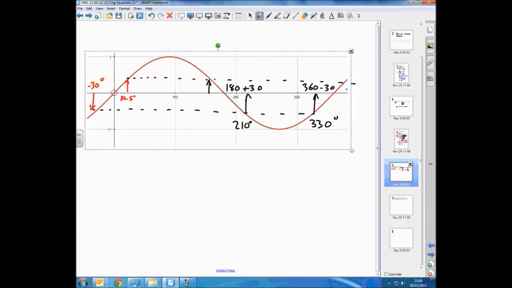And 14.5, this distance here, 14.5, then we need to go back 14.5 in this way. So 180 minus 14.5 is 165.5. So we've got 1, 2, 3, 4 angles that lie within our range of 0 to 360 degrees.